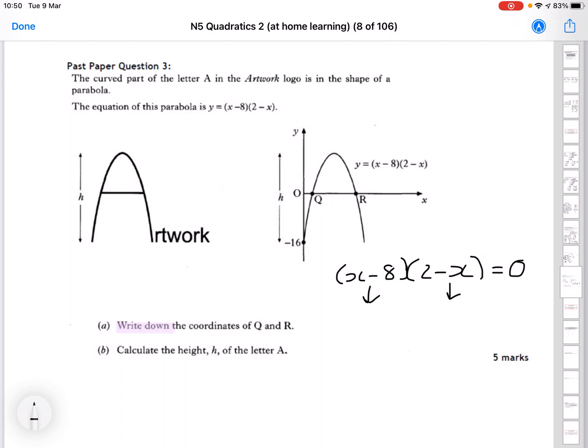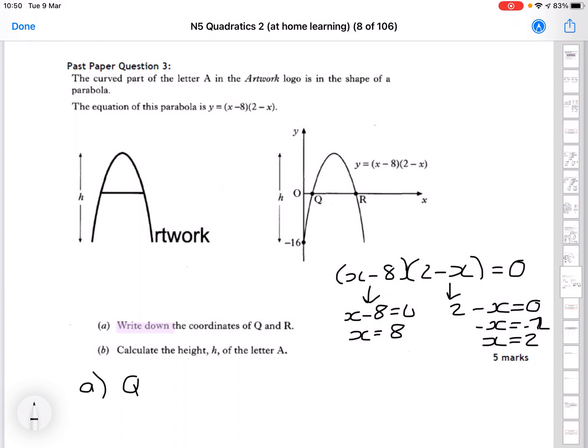So we'll get, for the first bracket, for x minus 8 equals 0, we'll get x is 8. And then 2 minus x equals 0. So minus x equals minus 2. So x equals 2. 2 minus 2 is 0. So for Q, that must be the 2, 0 coordinate. And then for R, it'll be the 8, 0 coordinate. Okay, got to think which one is which.